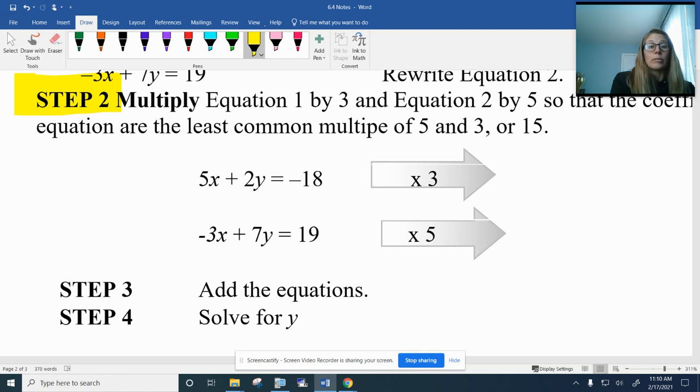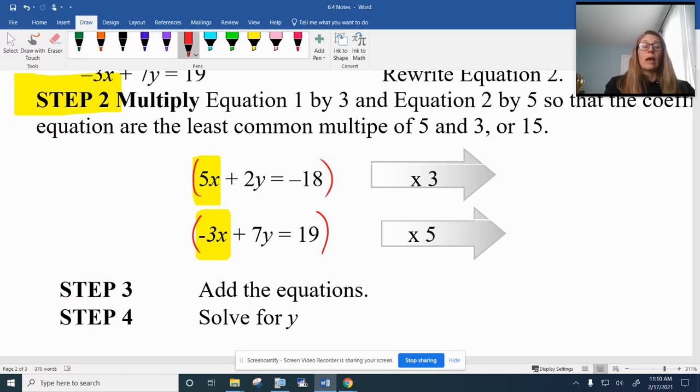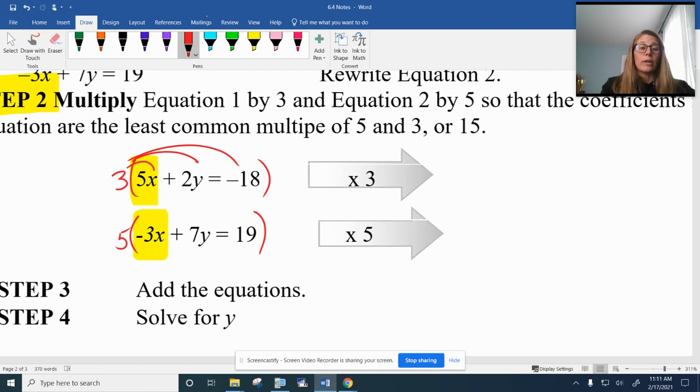You should get the same answer in the end regardless. However, I would probably choose to do the 5x and the negative 3x because their signs are already opposite. When you already have opposite signs, that's one less thing you have to worry about. You don't have to worry about distributing a negative to anything. So we're going to multiply the second equation, the one with the negative 3x, by 5. And the top one, we're going to multiply by 3, and that will give us a 15 and a negative 15. So again, make sure you're distributing to all three parts of that equation.